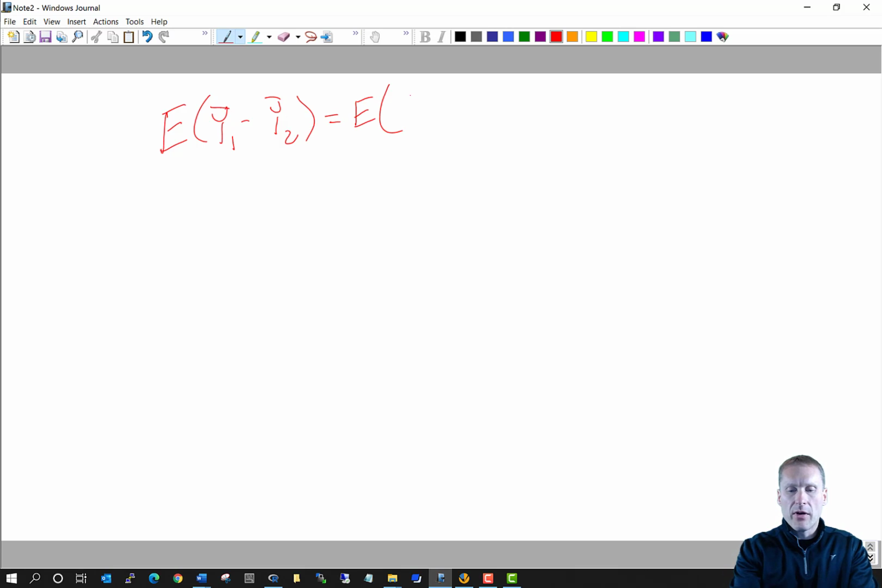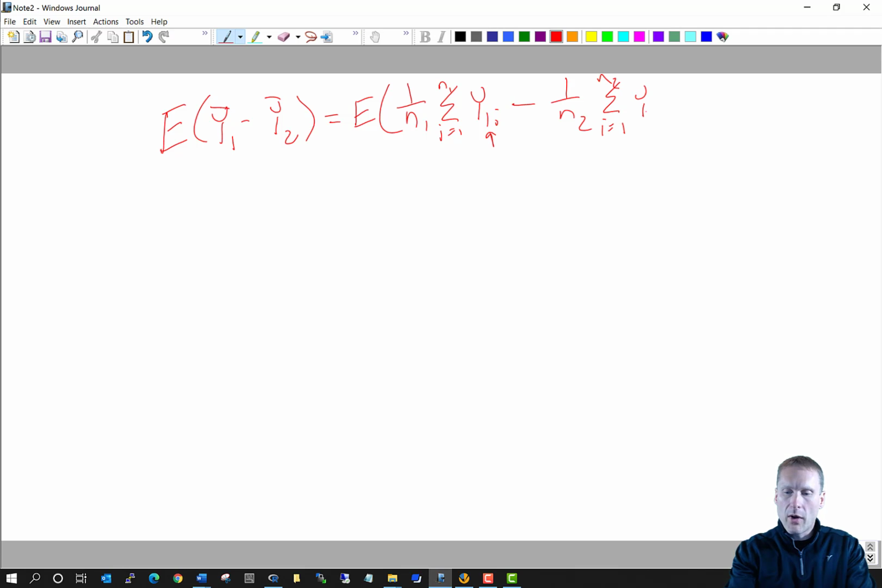The expected value of 1 over n1 times the sum i equals 1 to n1 of y sub 1i, where that 1 here represents which population I'm talking about, and the i corresponds to the individual sampled item in that population. Subtract off 1 over n2 times the sum i equals 1 to n2 of y2i. Now what we've learned previously with corresponding expected values like this is that we can move constants out and also bring the expectation within a sum.